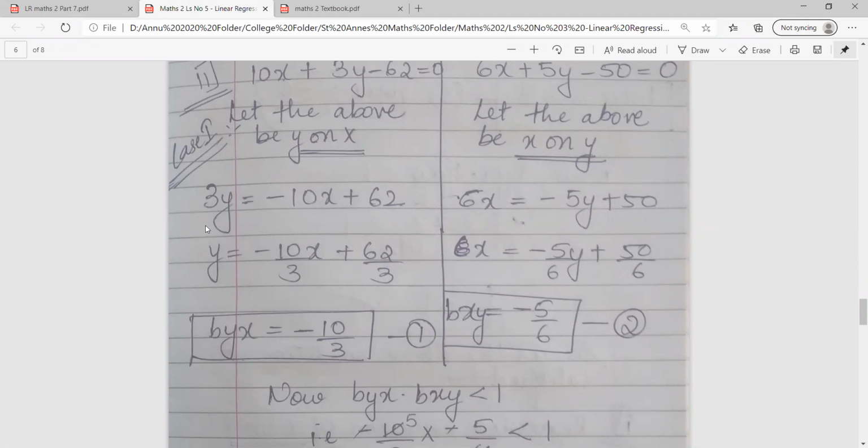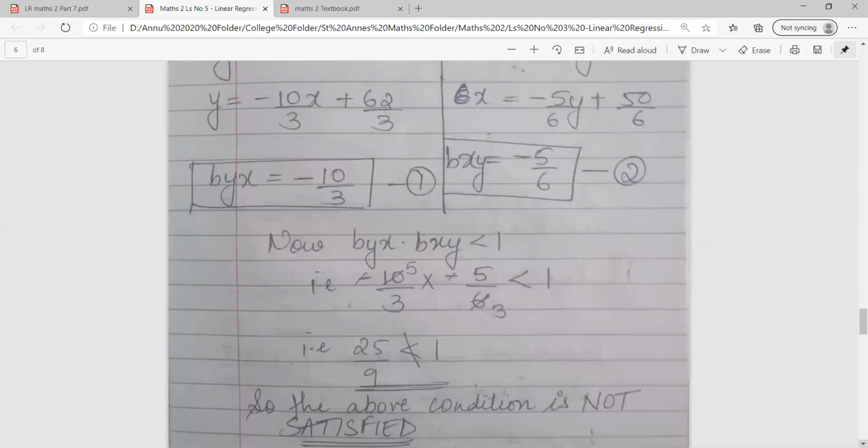Y on x hai, so we'll keep y this side and take all the others that side. Now we'll divide 3 by both. So I get byx to be as minus 10 by 3. In the similar manner for x on y, I will keep 6x over here and take the rest that side. After that, 6 will be divided by both and I get bxy to be minus 5 by 6.